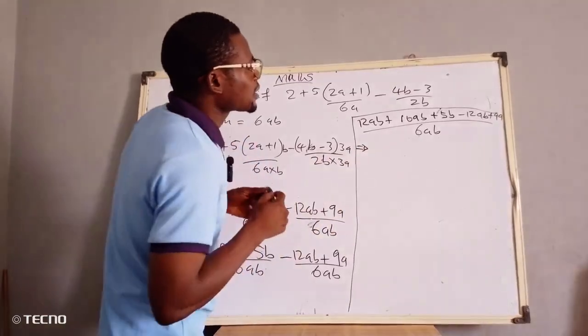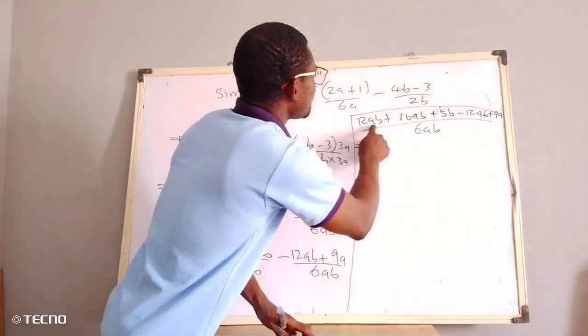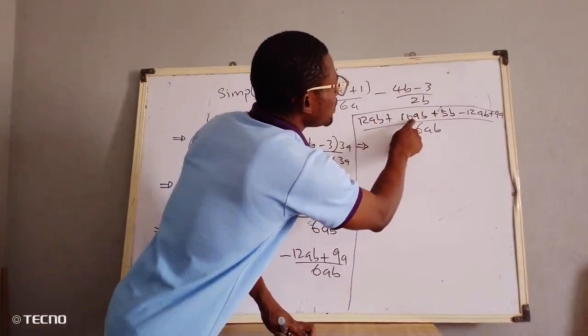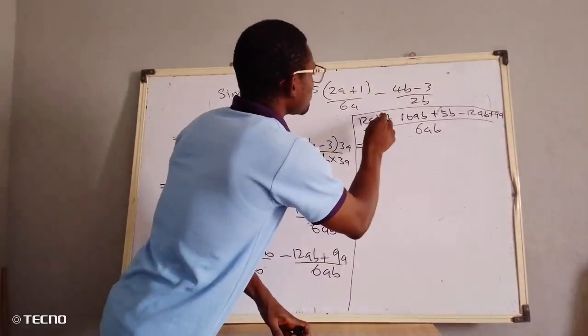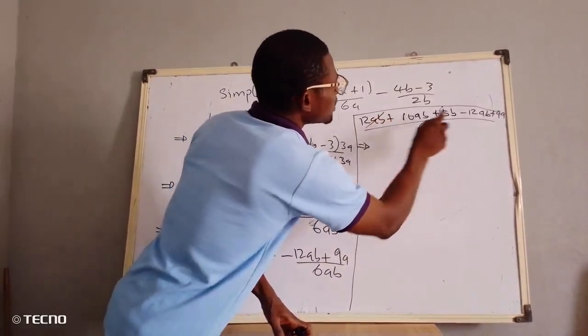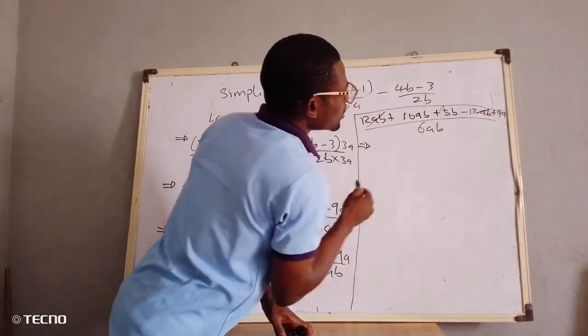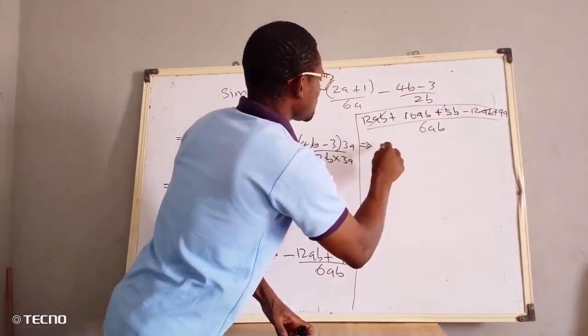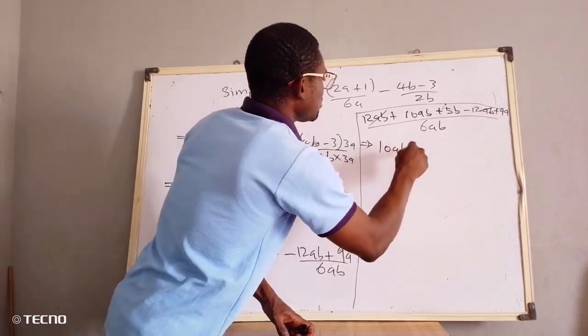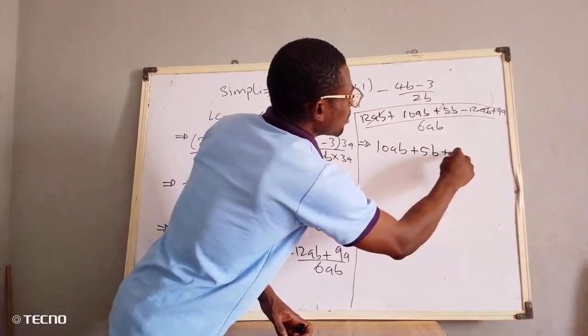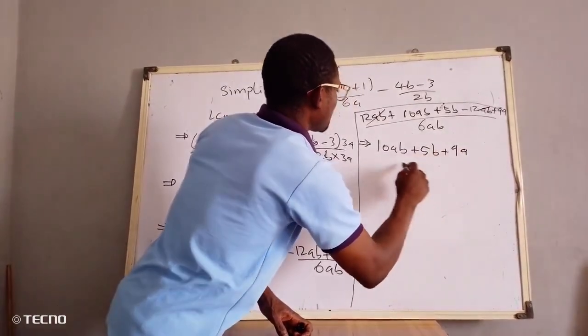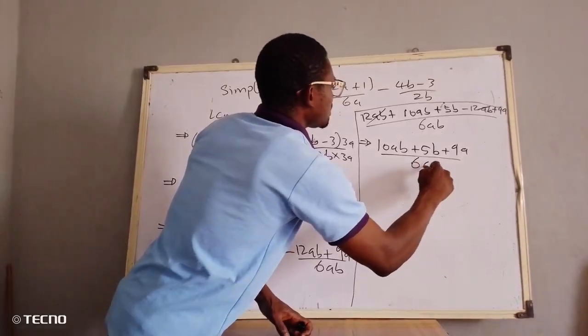Now, let's collect like terms. 12AB, 10AB, they are the same, right? Minus 12AB. Okay, this one, you can do like this. This can cancel itself. So we are now left with 10AB plus 5B plus 9A all over 6AB.